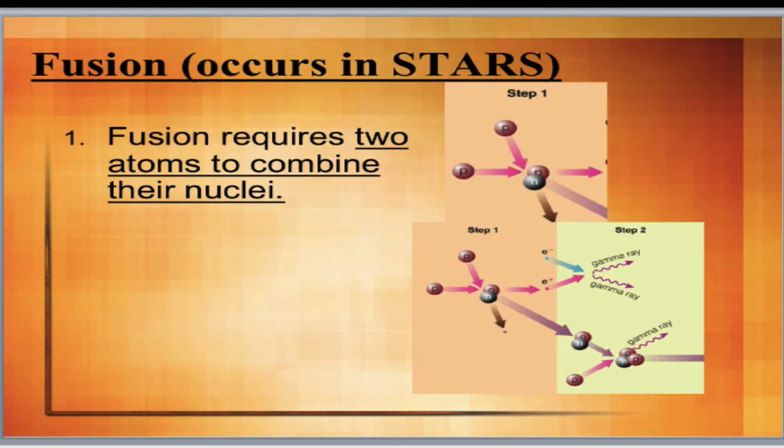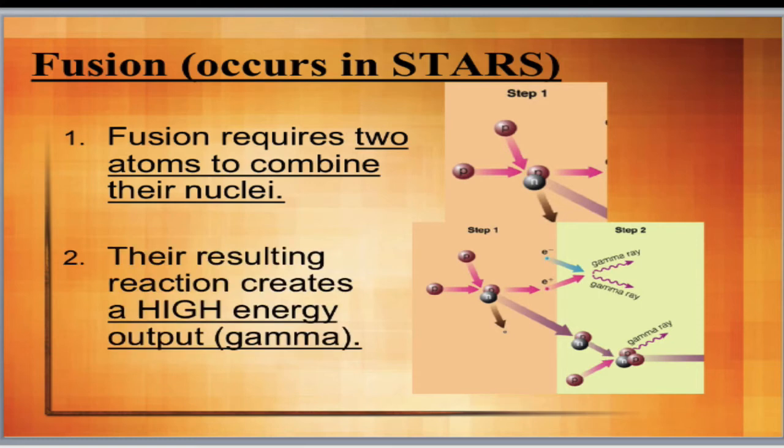When this happens, a larger atom is created. Also, as you can see on your screen, gamma radiation is also created. You already know that gamma radiation is the highest energy radiation on the electromagnetic spectrum. So let's take a deeper look at what is happening and why this does not happen in nuclear power plants.